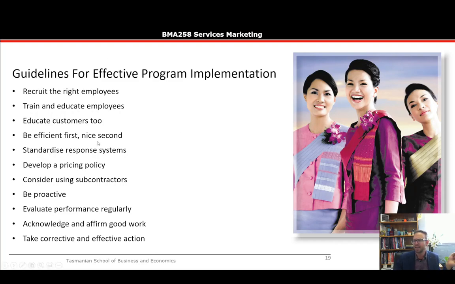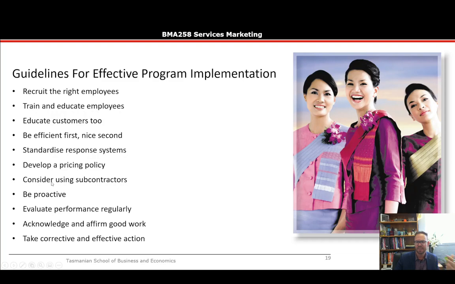Train and educate customers too, customer learning as well. So it's not just training our employees, we train our customers. And you'd be surprised how many customers actually do want to learn about business if you do a lot of business with them. Be efficient first, nice second. Standardised response, because you can be really nice to people, but if you're not efficient, then people just get annoyed, right? So that's a key. That might be surprising to some people, but it is a key concept. Standardised response systems to help your staff in those situations. Develop a pricing policy for guidance. Consider using subcontractors for increased efficiency, and keep the most valuable stuff, what your customers value the most, within the organisation. So outsource the more routine stuff.